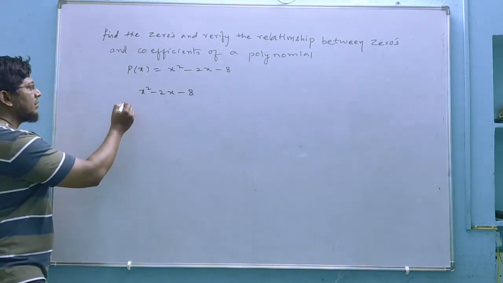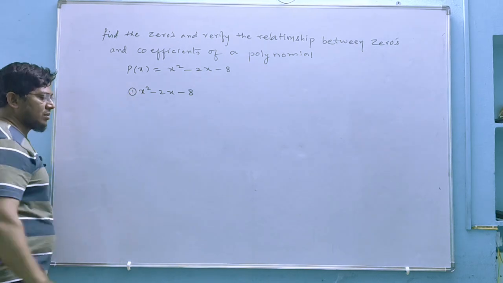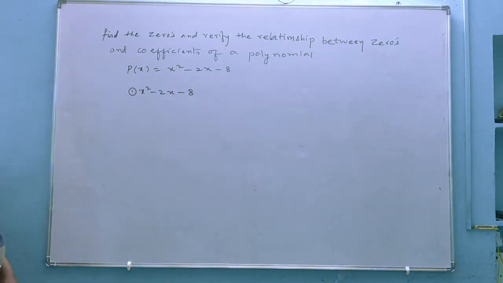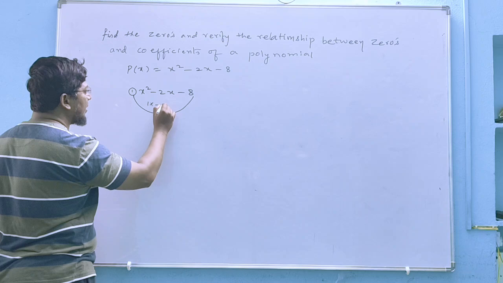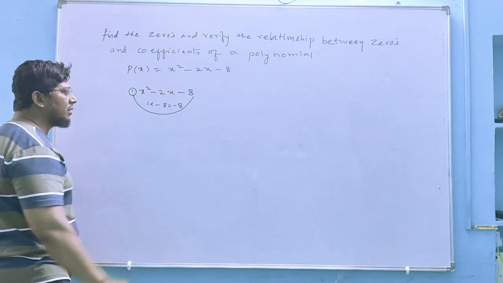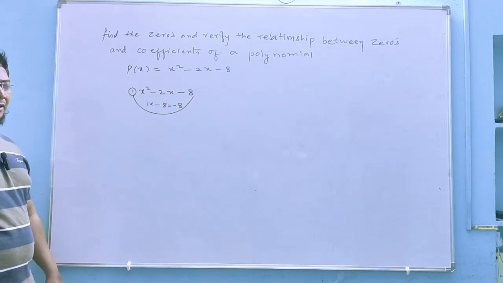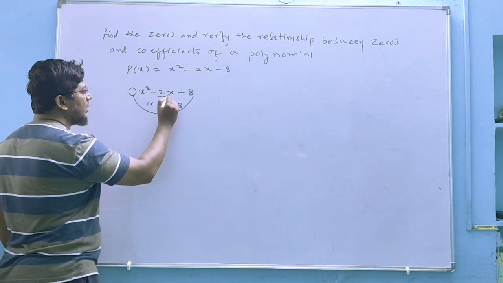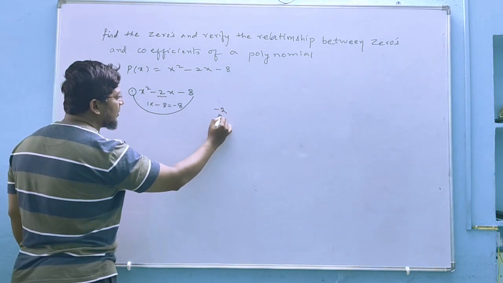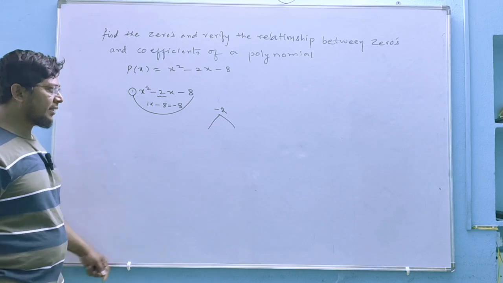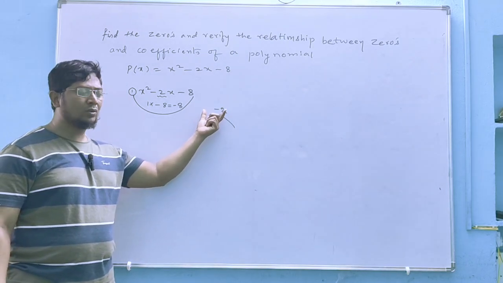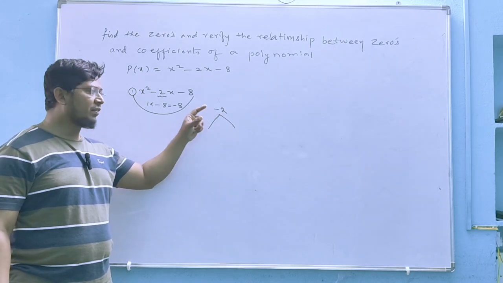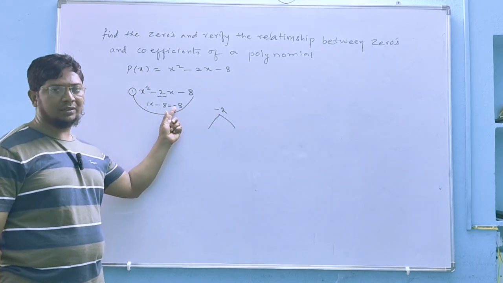The first step, we should take the coefficient of x square. So what is the coefficient of x square? Yes, 1 is the coefficient of x square. Here the 1 should multiply with the constant. 1 into minus 8 is equal to what? Minus 8. This is the first step. What is the middle number? Middle integer is minus 2. So we have to split minus 2 into two parts. If we add those two, we will get minus 2. If we multiply these two, we will get minus 8.